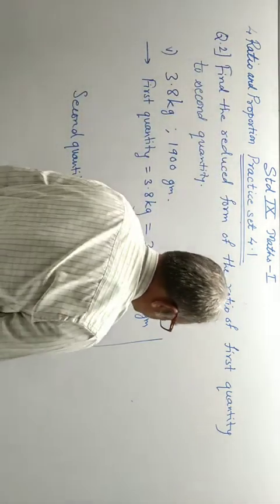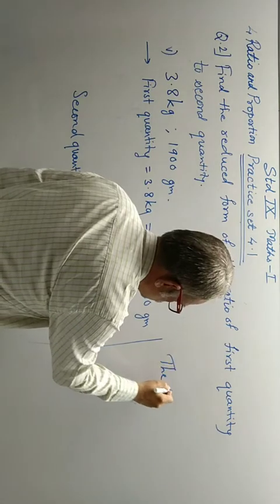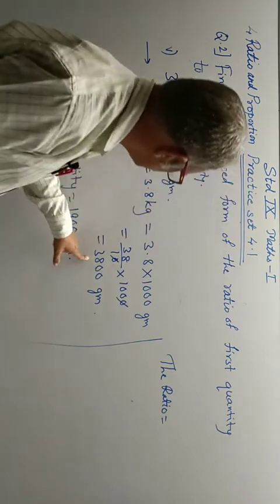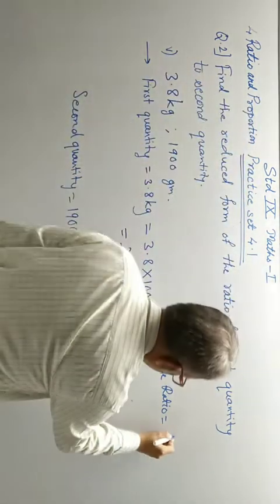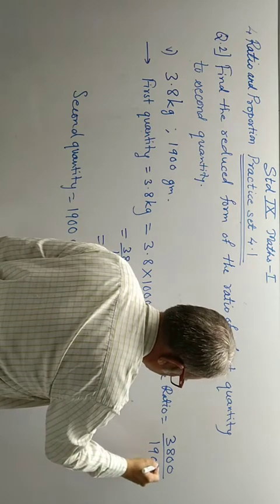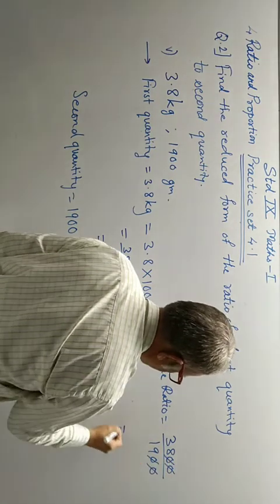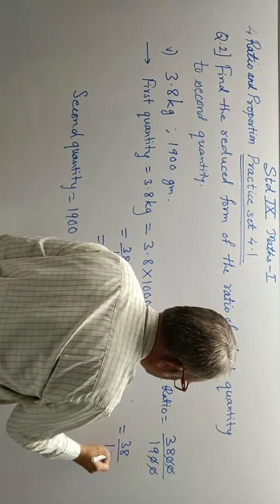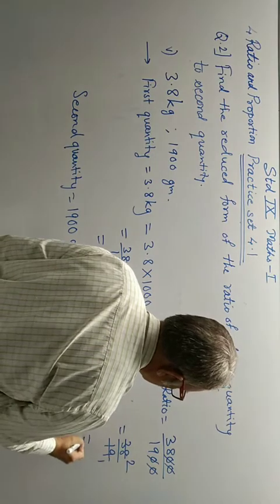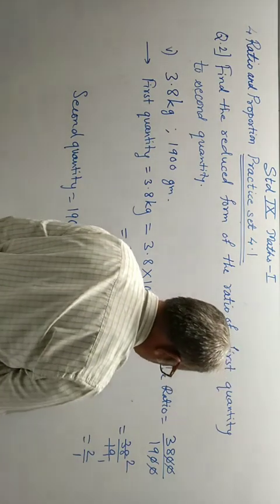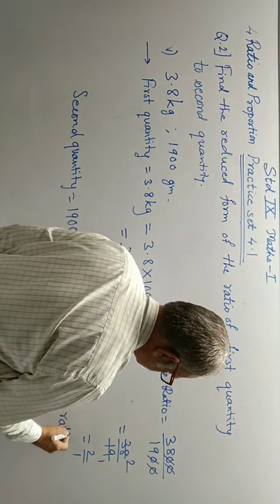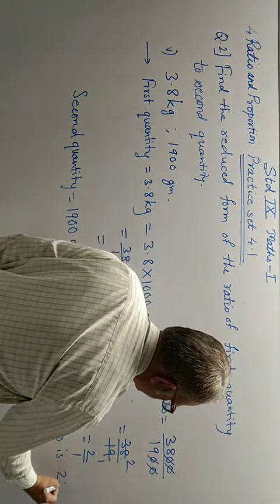I am writing the ratio here. The ratio of first to second quantity, both must be in the same unit, is 3800 upon 1900. 38 upon 19, and we know 19 twos are 38. 2 upon 1. Therefore the ratio is 2:1.